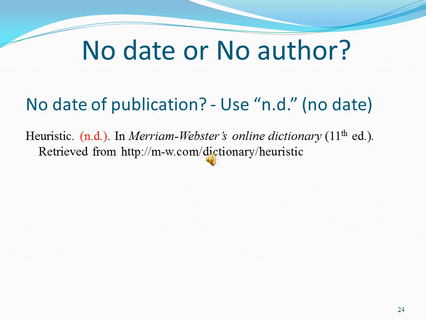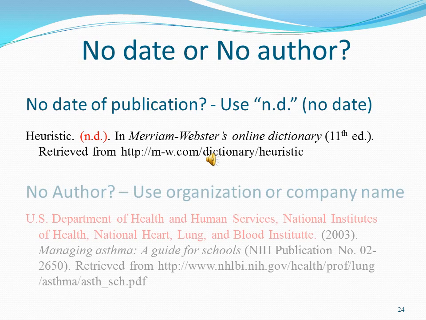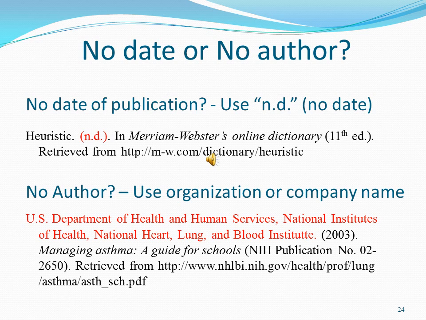If there is no date listed, use the abbreviation ND in its place. This stands for no date. You may use this on the reference page and in the text of your paper. If there is no author name listed, use the organization or company in his place.